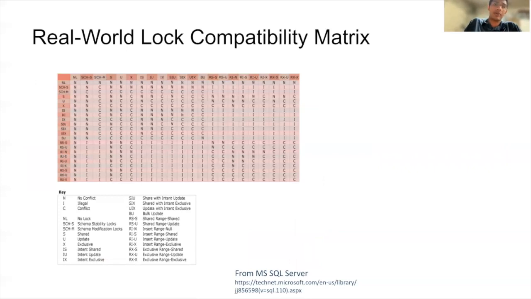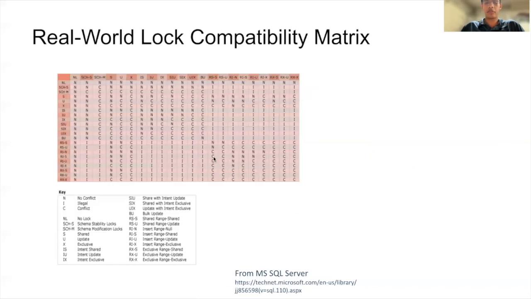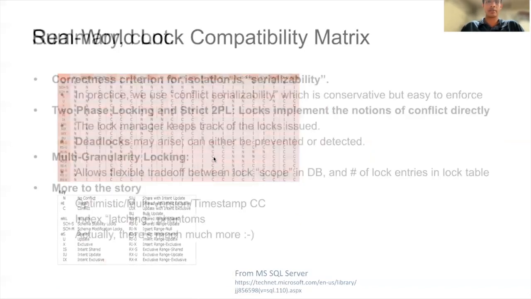Real-world lock compatibility matrices can get extremely complicated. This is what they would look like from Microsoft SQL Server. You can see an incredible amount of locks here. We won't be covering that in this class. You should just be familiar with these 5 locks: IS, IX, S, SIX, and X. If you're familiar with that, you'll be fine for this class.